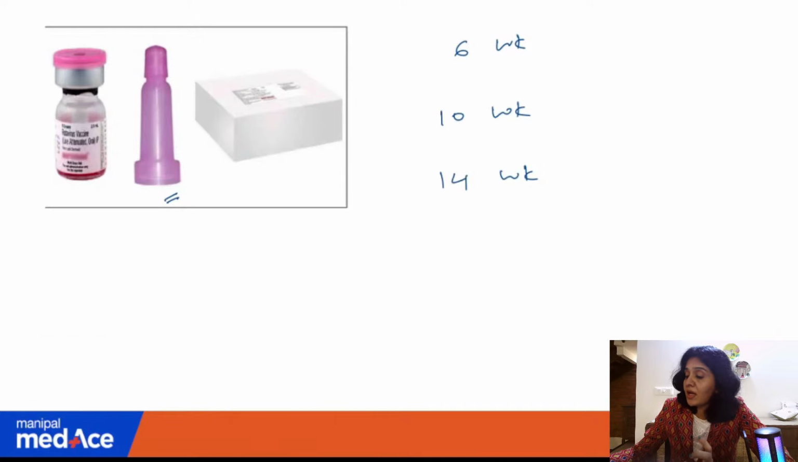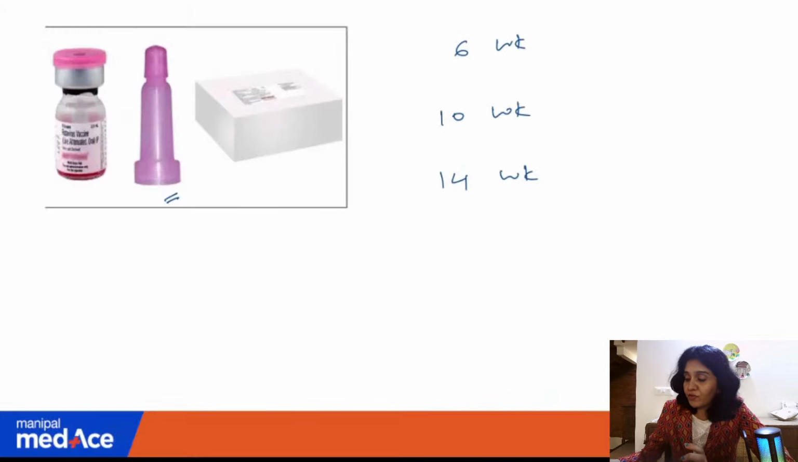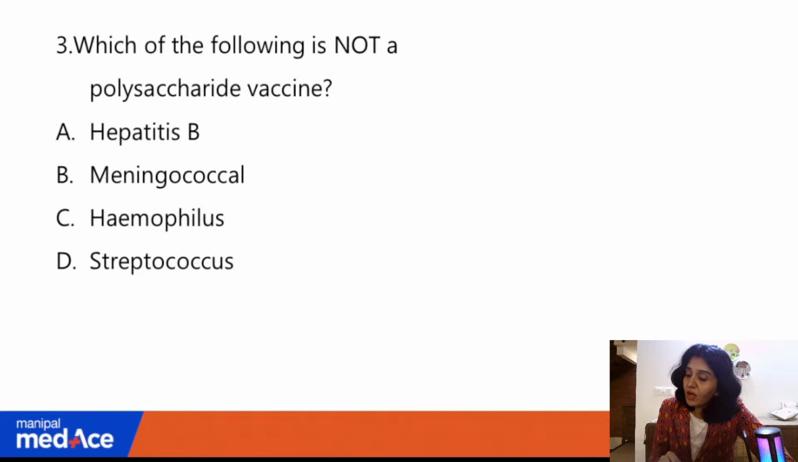The question was there. One of the options was "not given after 6 months." Some of you got confused because the 14th week was the last dose. No, according to NTAGI, that is the National Technical Advisory Group on Immunization, it can be given up to 8 months. This is what you need to know about the rotavirus vaccine. Moving on to the next question, which is again on vaccines. This shows the importance of vaccines. We need to know everything about vaccines.